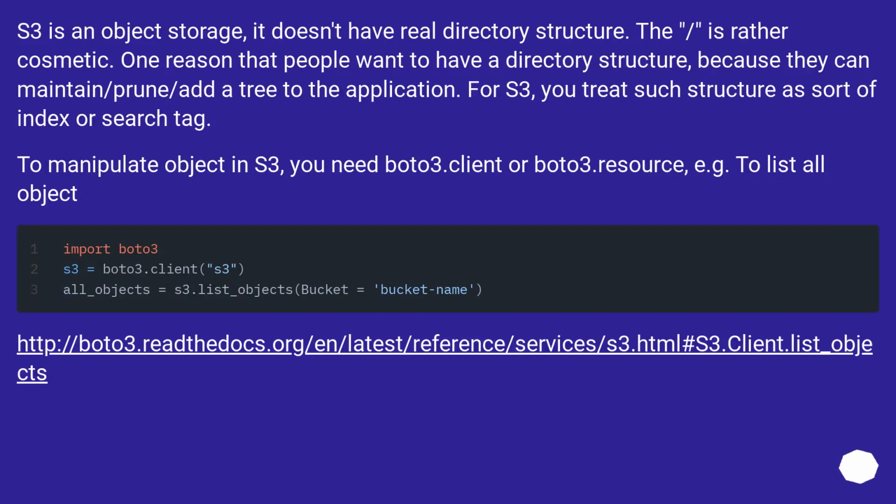S3 is an object storage, it doesn't have a real directory structure. The directory is rather cosmetic. One reason that people want to have a directory structure is that they can maintain, prune, or add a tree to the application. For S3, you treat such structure as a sort of index or search tag. To manipulate objects in S3, you need boto3.client or boto3.resource, for example, to list all objects. This URL.